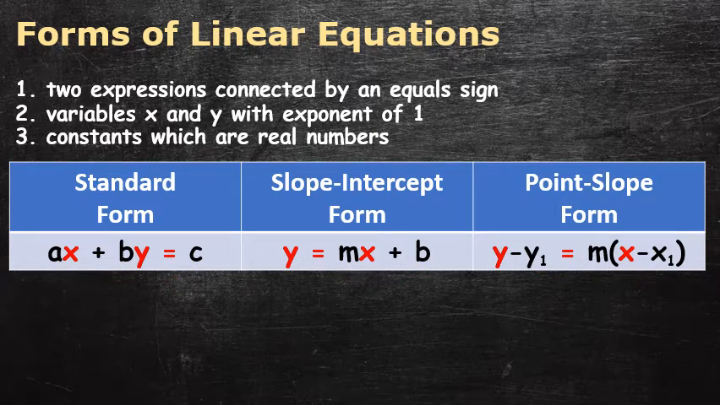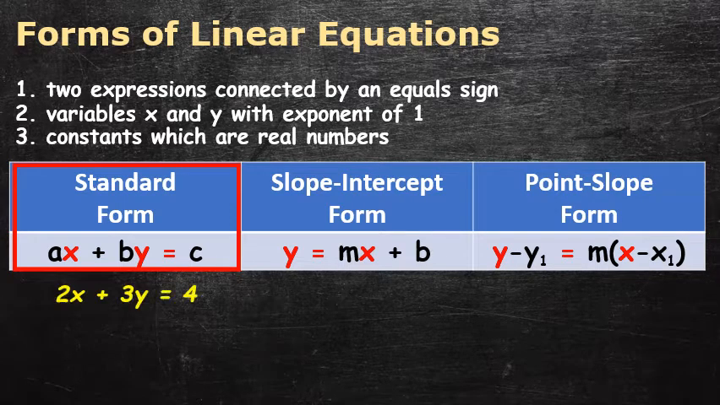Tignan natin ang example ng standard form gamit ang whole numbers para sa ating constants. 2x plus 3y equals 4. Constants na nakadikit sa x and y variables are what we call coefficient. Sa equation na ito, ang coefficient of x is 2. Ang coefficient of y is 3.